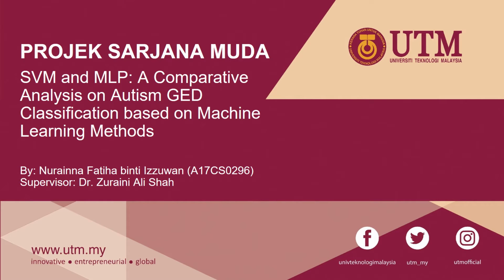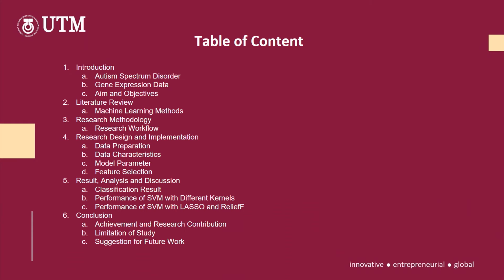You might be wondering what these facts have to do with my presentation. Hence, I would like to introduce my research title, which is SVM and MLP, a comparative analysis on autism gene expression data classification based on machine learning methods. Here is the outline for my presentation, where it is divided into 6 parts, which are introduction, literature review, research methodology, research design and implementation, result analysis and discussion, and lastly conclusion.